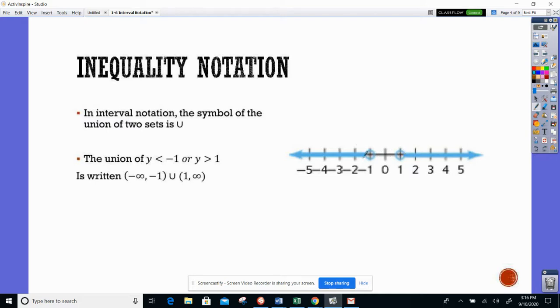Okay, then you just fill in your parentheses or brackets. Infinity, that's going to be parentheses, always. At negative 1, there's an open circle, so we're going to use parentheses. Okay, now look at positive 1. Open circle, so we use parentheses. And since this goes to infinity, of course, we're going to use parentheses again. Now to show that this is a union of these two things, you just put a U between. Okay? That is how you write the union of two things in interval notation. And this right here shows how to write it in inequality notation.